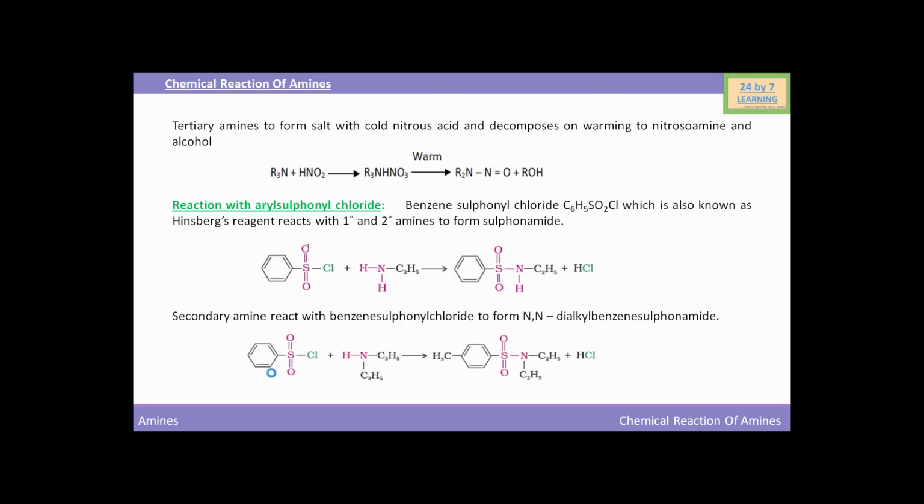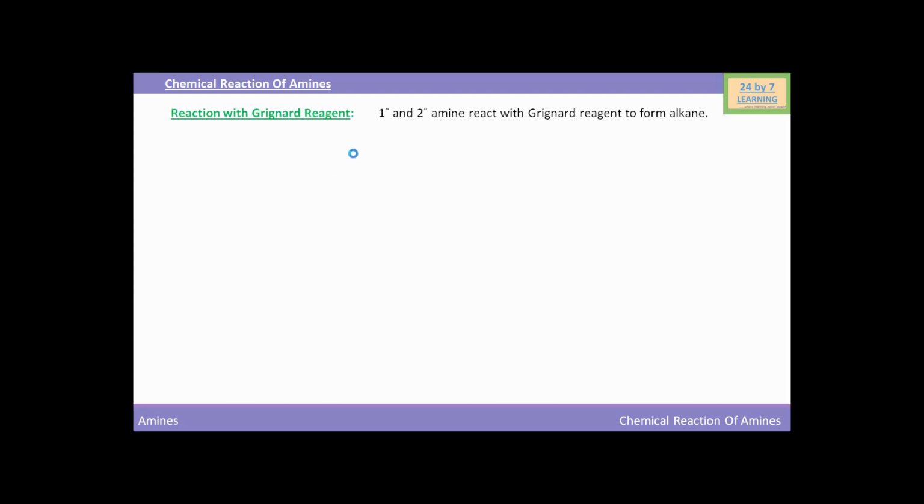You can see here, this is benzene sulfonyl chloride. When it reacts with secondary amine, then the reaction will yield N,N-dialkyl benzene sulfonamide. Now we will see the reaction of amines with Grignard reagent.